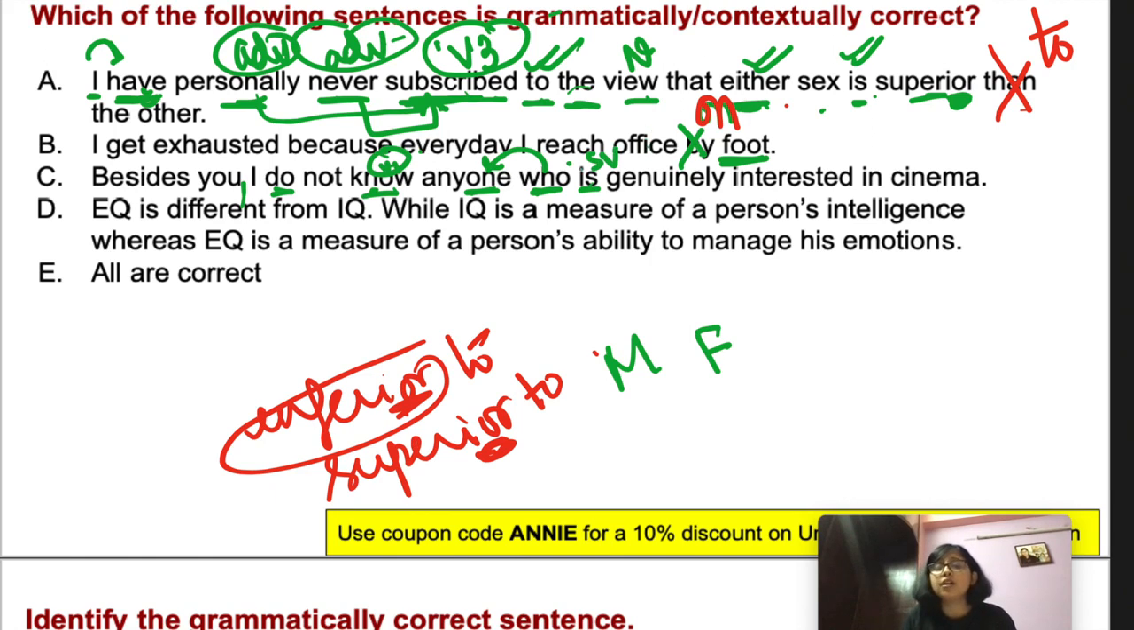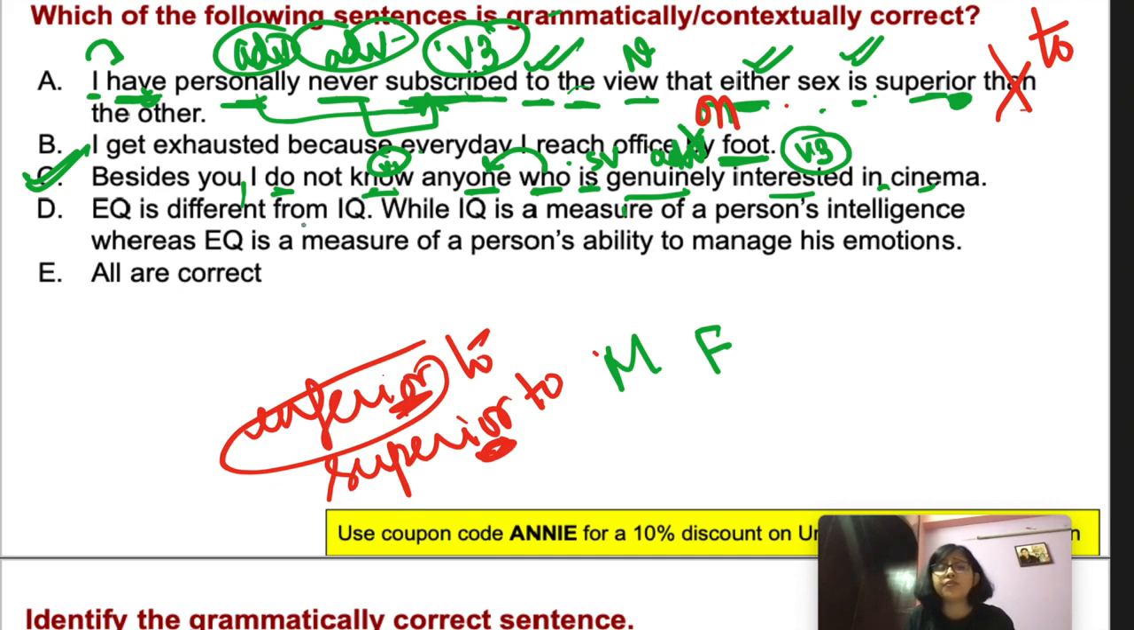Okay, because the verb always agrees with the antecedent of the relative pronoun. The antecedent of the relative pronoun is anyone, which is singular. So singular verb is has been used. Is plus V3, is interested. Genuinely is an adverb. Interested in cinema. So option C is the answer. C is grammatically and contextually correct.